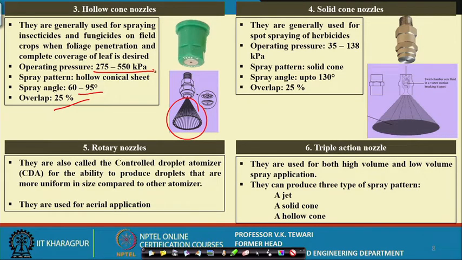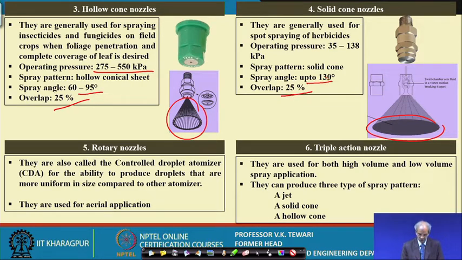Solid cone: it is hollow and that is solid. You can see here that this is a solid cone. This will be required because you want it to virtually cover the whole area. So, the overlap is a 25% overlap, the spray angle is about 130 degrees, the spray pattern is solid cone type, and the application pressure is this.